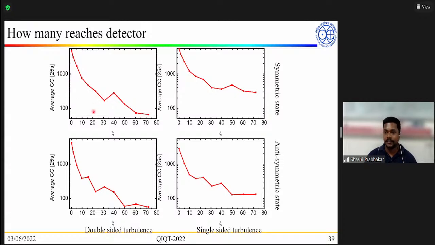And we can see that as we increase the turbulence strength with this zeta, a different parameter than earlier, the number of photons reaching the detector decreases. And for a symmetric state, if there is single-sided turbulence, relatively more photons reach the detector than with double-sided turbulence. Double-sided means more photons are scattered into different modes, and if they are scattered into different modes, they are not going to couple to the fiber.